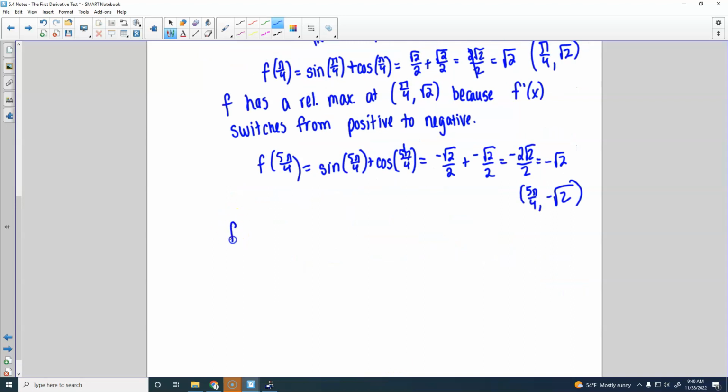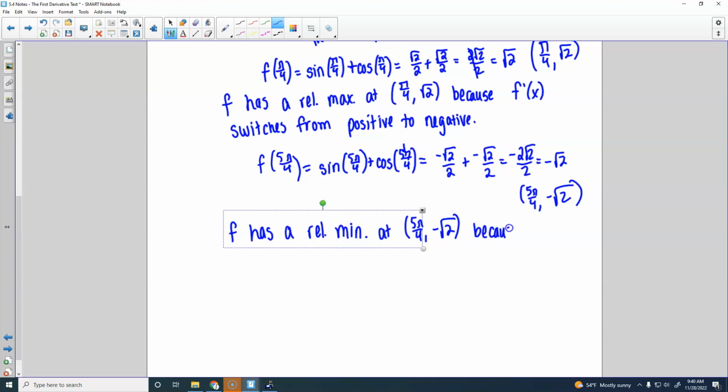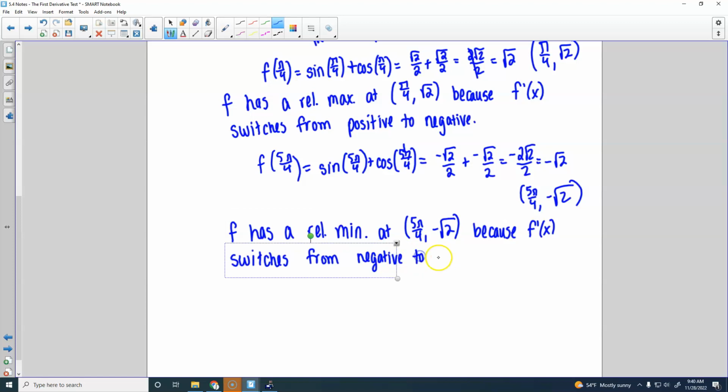And we would say f has a relative minimum at 5 pi over 4, negative root 2, because f prime of x switches from negative to positive.